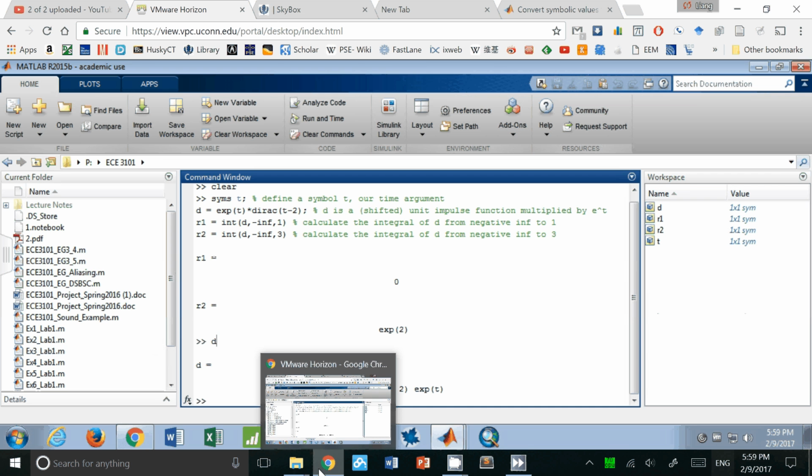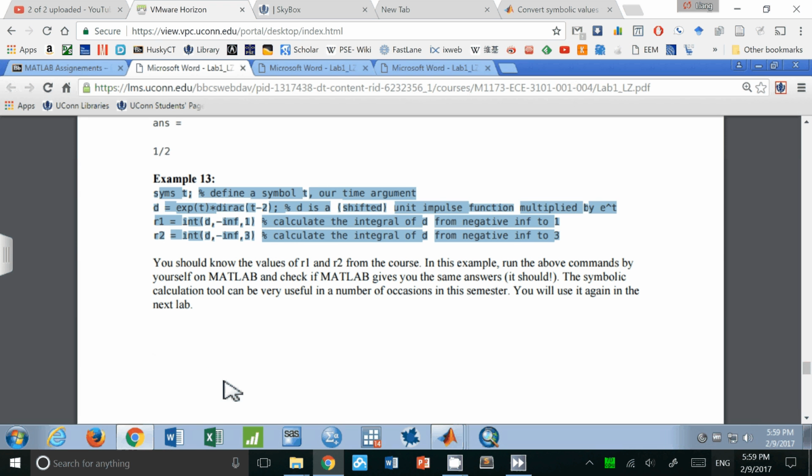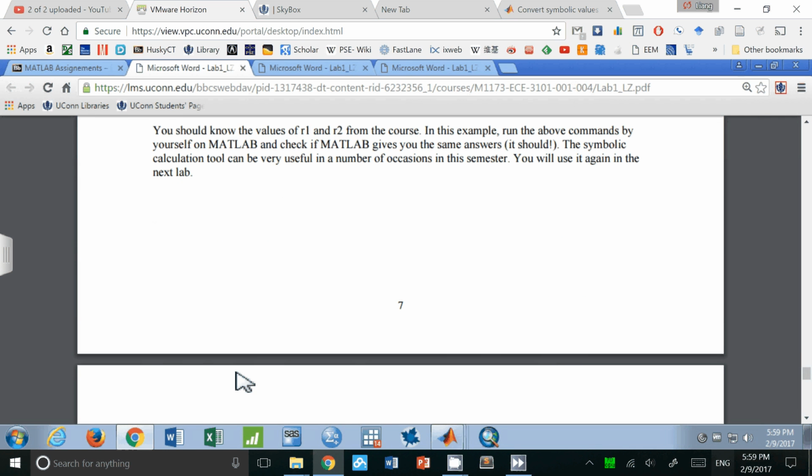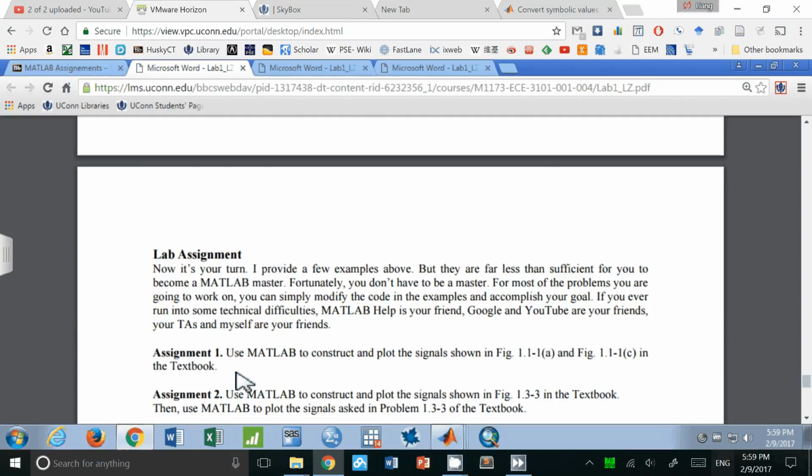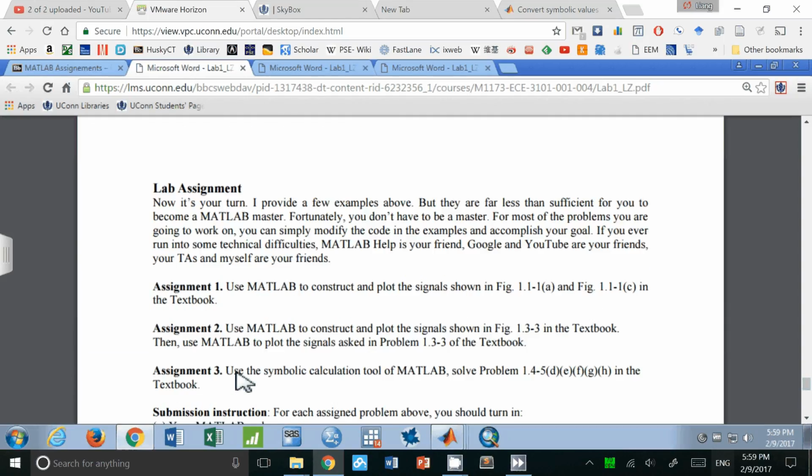So what do we need to do? What I'm asking you to do is the following, after all that example. You will have 3 assignments. All 3 of them are from your first homework assignment, believe it or not. But now, instead of doing that by hand, you'll be doing everything by using MATLAB.